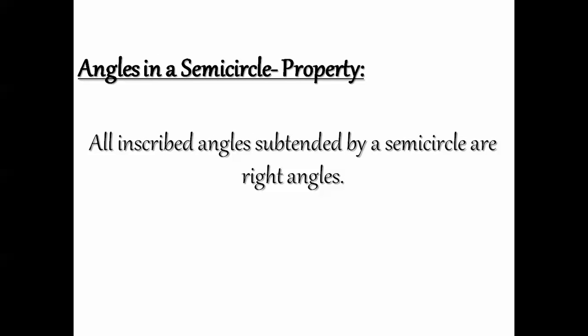Angles in a semicircle property. All inscribed angles subtended by a semicircle are right angles. So if we have 2 points at the end of the diameter, that make 180 degrees as our central angle, our inscribed angles are going to be 90 degrees.